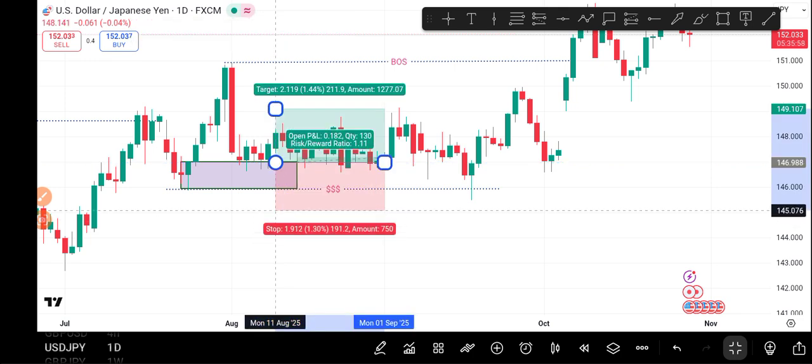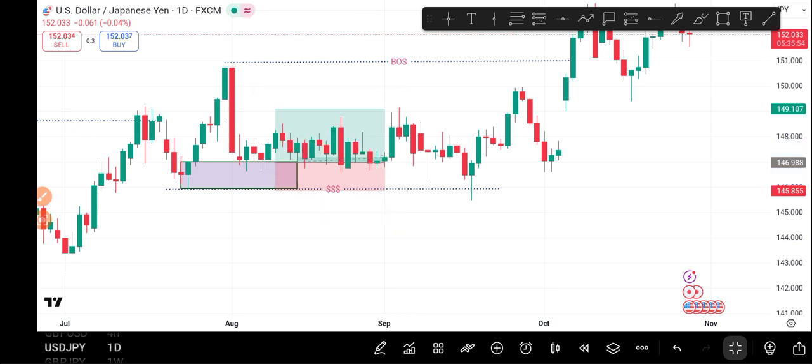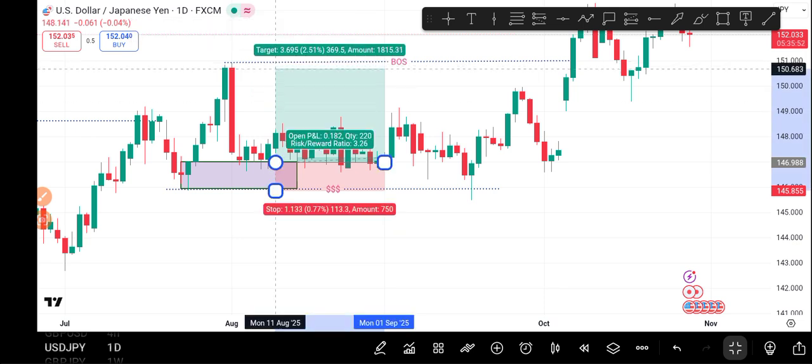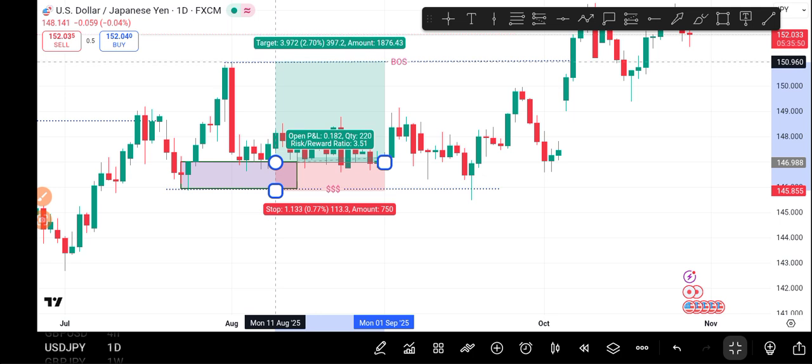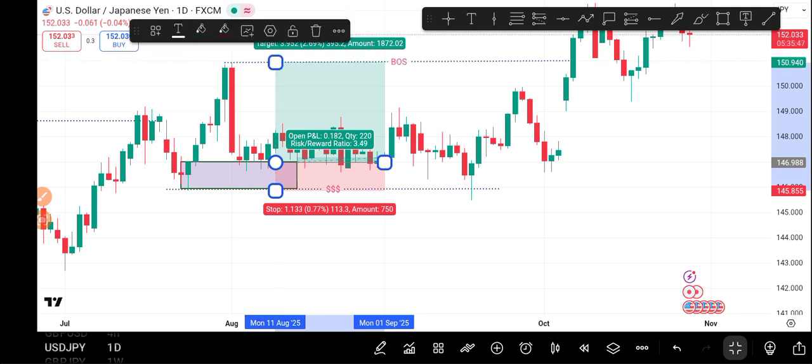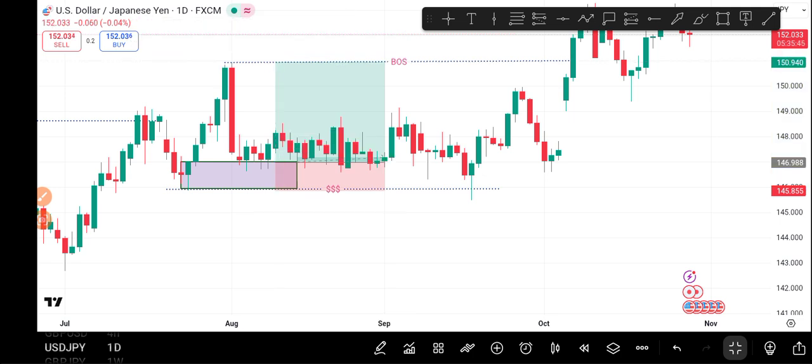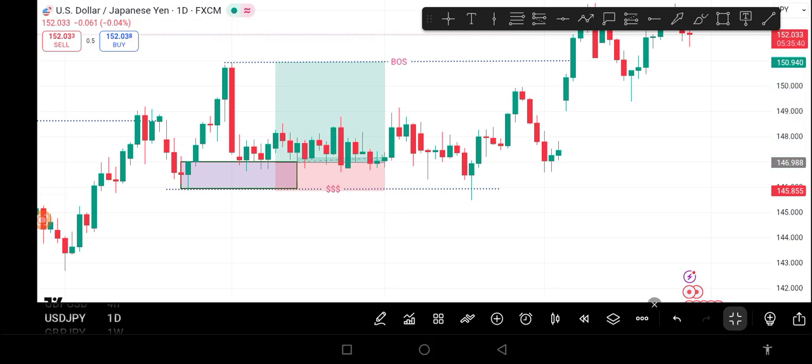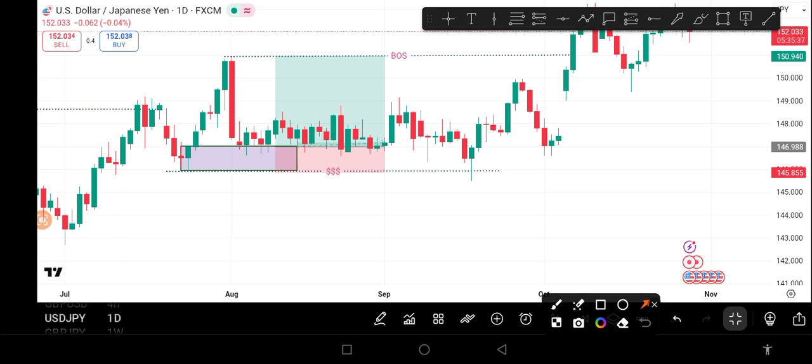Once they took a buy, they placed their stop loss below that low, and then they targeted this high, which is a good trade because the risk to reward is almost 1:4, right? But now what happened? Let me show you. The price came back, took this liquidity that was below this low, and then what happened after it took this liquidity? It went up and broke structures.